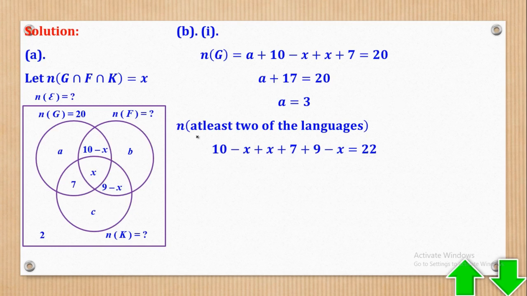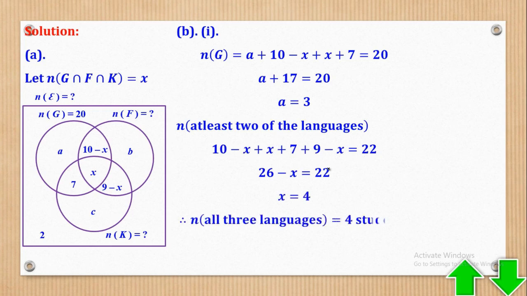So next is to simplify. This with this cancels, and 10 plus 7 plus 9 gives 26. This negative X comes here, this one remains that. So that means that X is equal to 4. Therefore the number who spoke all the 3 languages will be 4 students. So we have answered Roman 1.